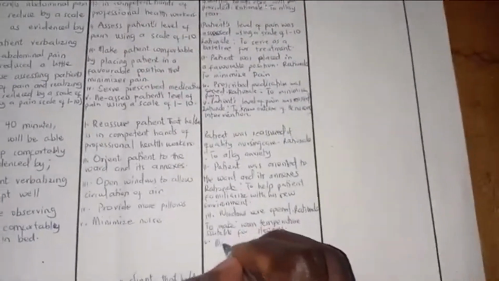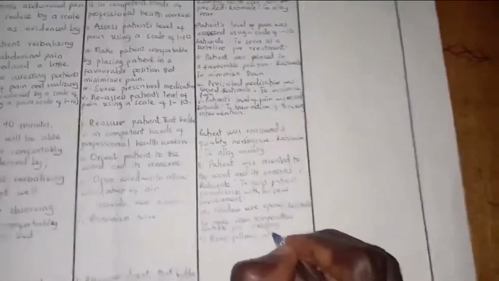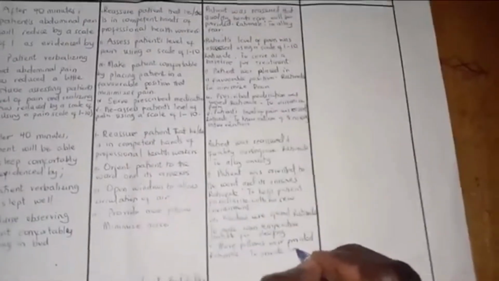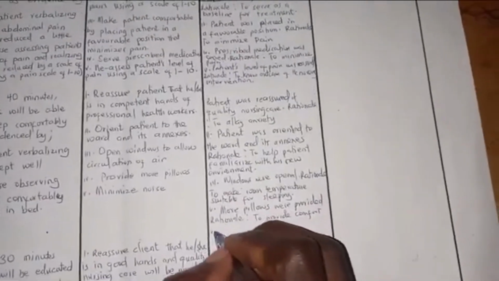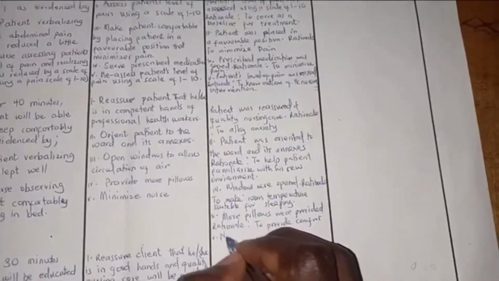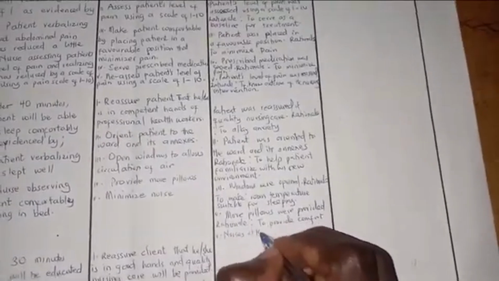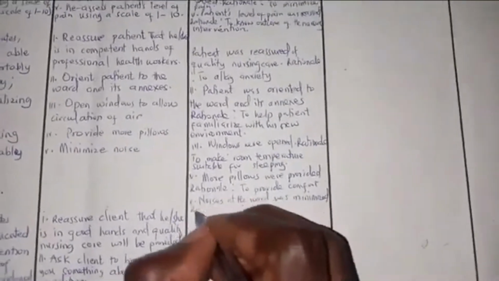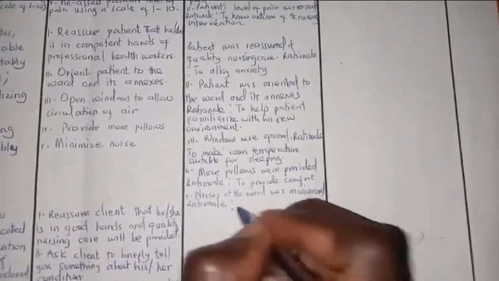Okay, the fourth one, provide more pillows. Now, more pillows were provided. And rationale: pillows are mostly provided to help with comfort, so to provide comfort. The last one, minimize noise. So noises at the ward was minimized. And rationale. Rationale here again is for the sleep, so to promote sleep.